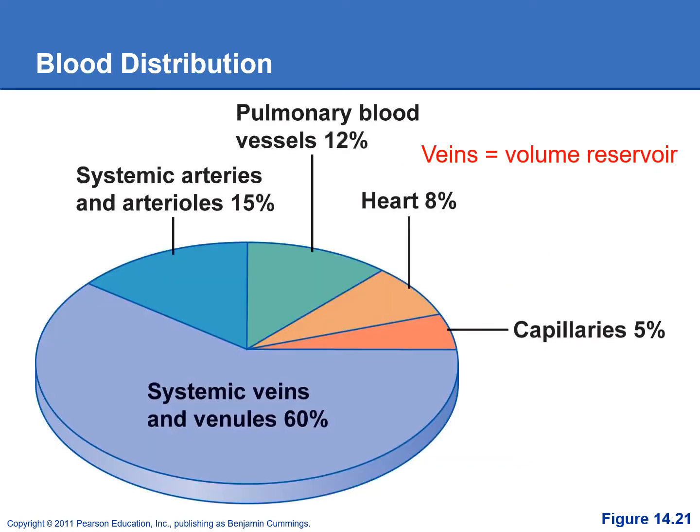This graph shows the blood distribution at rest, and you can see that 60% of the blood will be in the systemic veins and venules at rest. So that's why veins are called volume reservoirs. When you start exercising and you need to get more blood flowing to the muscles, it's very easy to just vasoconstrict the veins, and that will push blood out to the rest of the body.